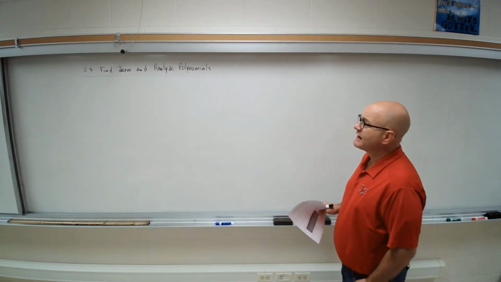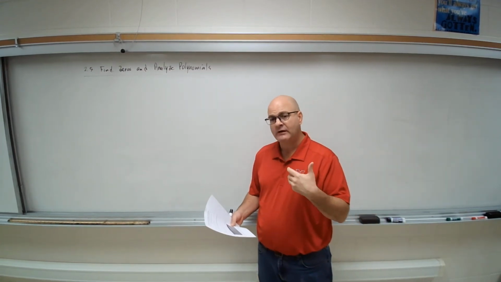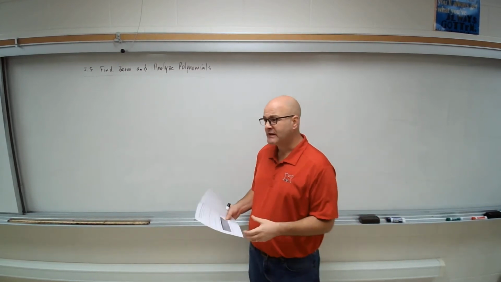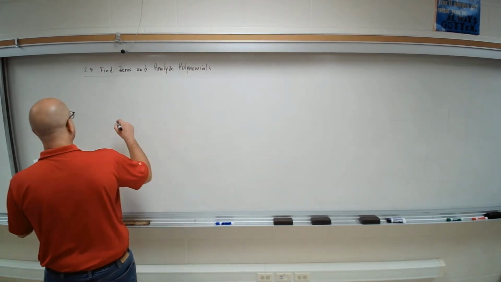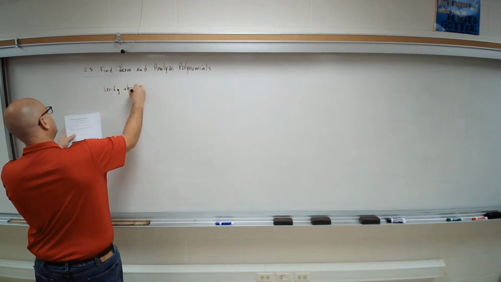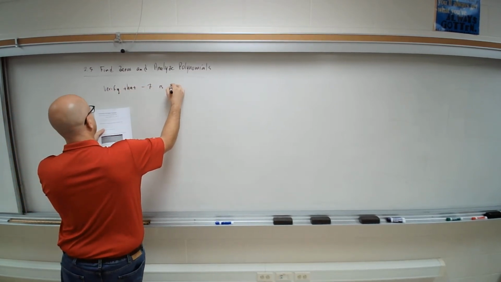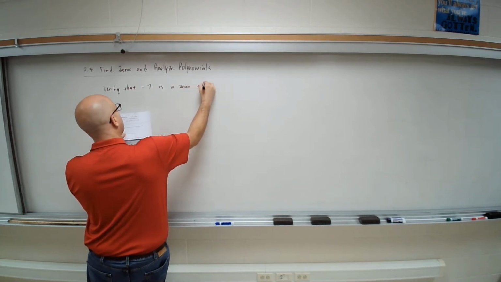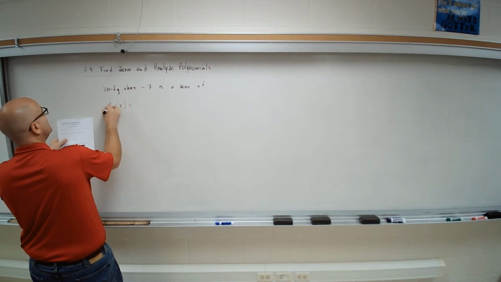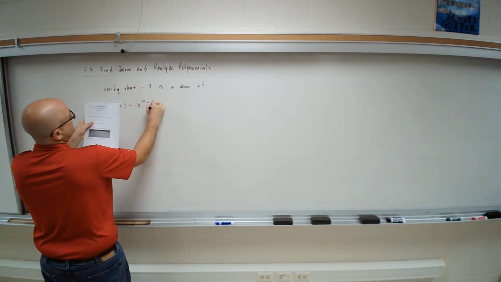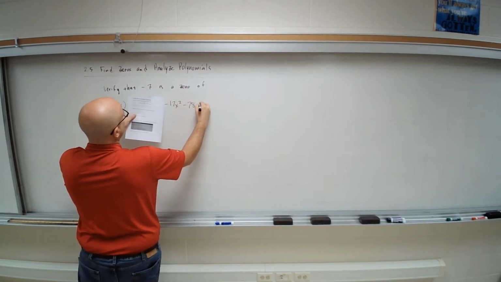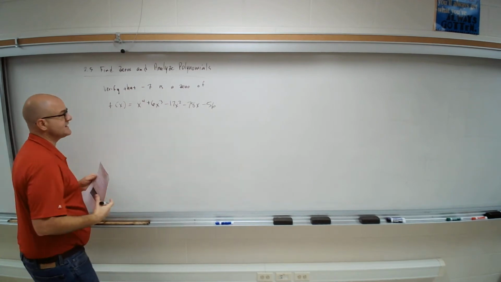Okay, so to find zeros and analyze polynomials, we're just taking what we're doing with polynomials a little bit further. We're still going to use synthetic division, but we'll look at some fourth degree polynomials also here. So for the first one, from the note sheet, we're asked to verify that -7 is a zero of the polynomial p of x, or f of x actually, x to the fourth plus 6x cubed minus 17x squared minus 78x minus 56.